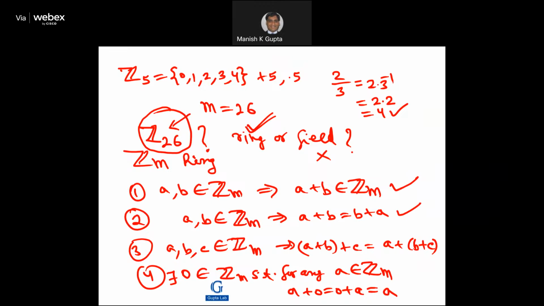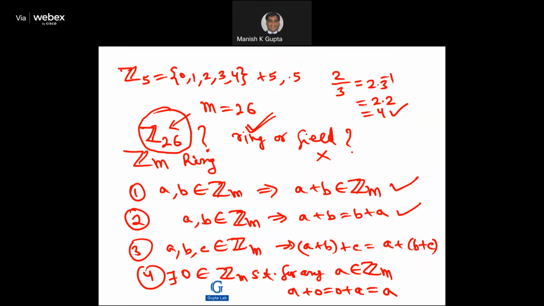There is the presence of zero divisors. So neither A is 0 nor B is 0, but their product is 0. For example, in Z4, 2 is such an element because 2 into 2 is equal to 0, right? So this is a very important thing. Anyway, if you take two elements A and B in Zm, their addition is in Zm, right? We also have commutativity with respect to addition, right?